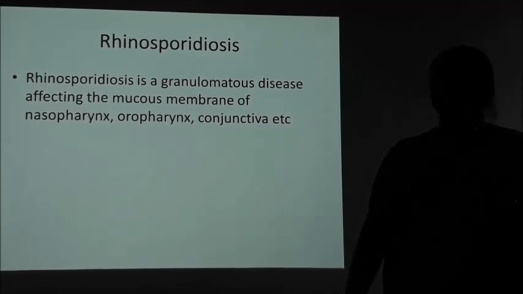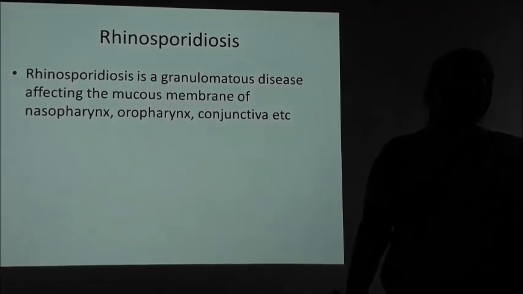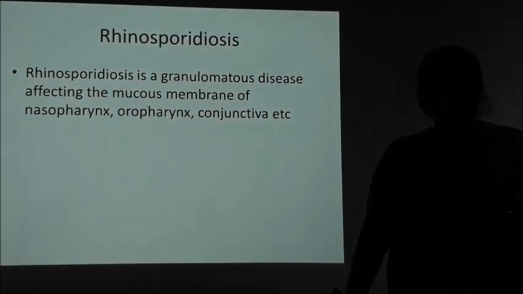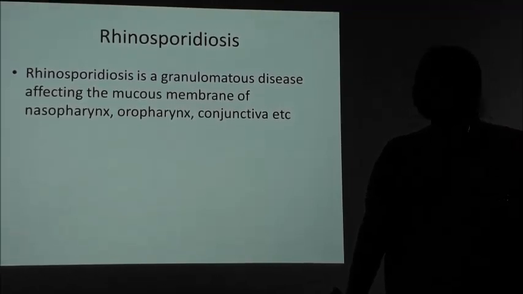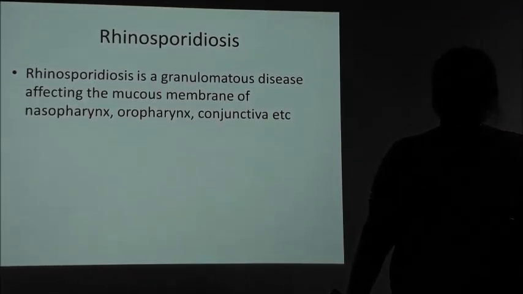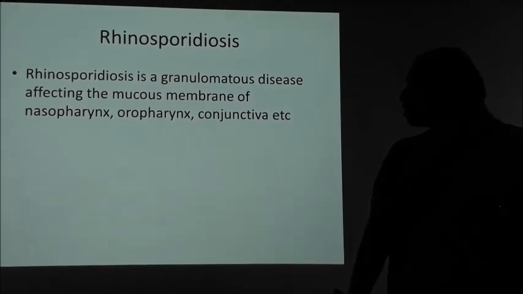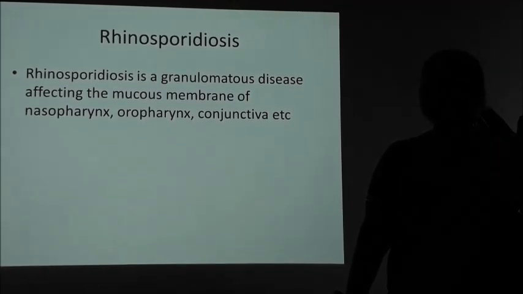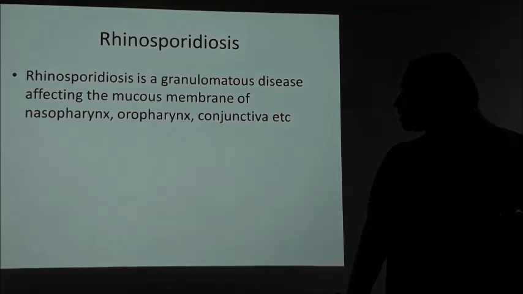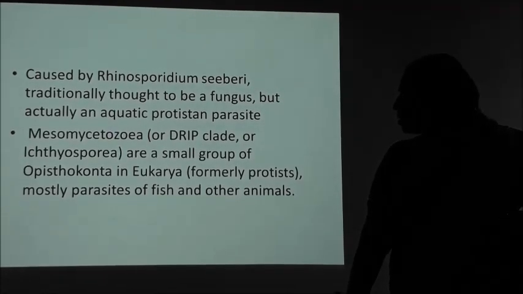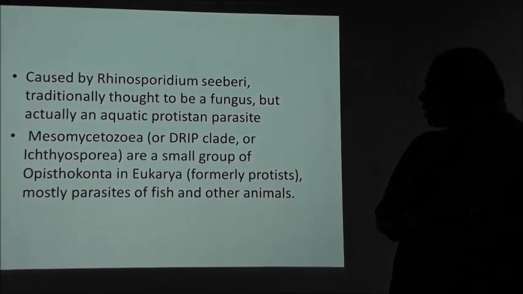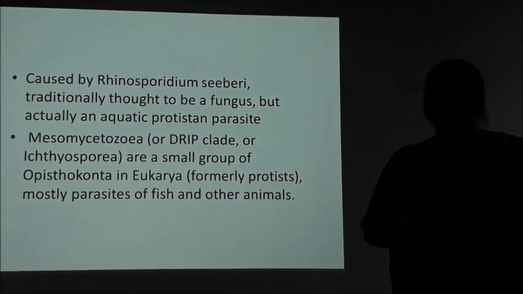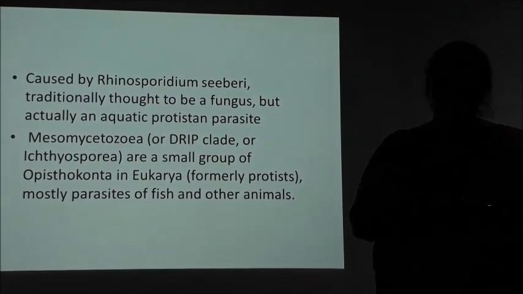So what is rhinosporidiosis? Initially we thought it was a fungal infection, but now it is thought to arise from the infection of a protist. Okay, Protista it belongs to. So this is a granulomatous disease which is commonly seen affecting the nasal cavity, the larynx and the nasopharyngeal areas. This is caused by an aquatic protistan parasite called Rhinosporidium seeberi.